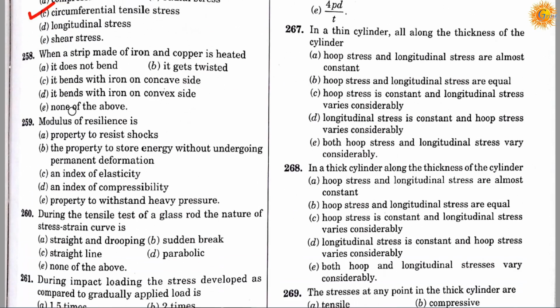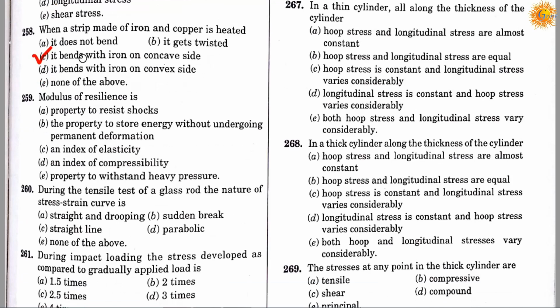Question number 258. When a strip made of iron and copper is heated: option A, does not bend; option B, it gets twisted; option C, it bends with iron on concave side; option D, it bends with iron on convex side; option E is none of the above. Correct answer C, it bends with iron on concave side.